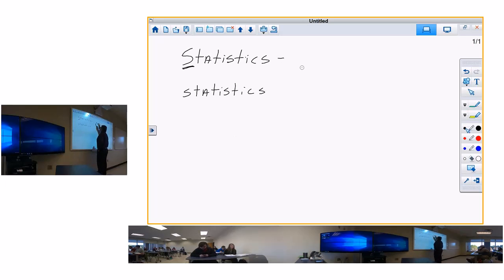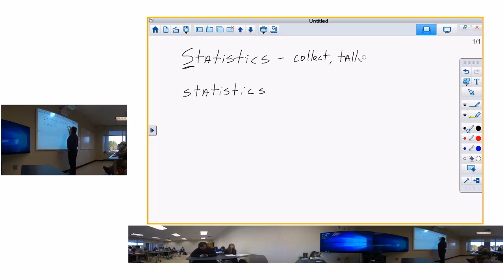Uppercase is collecting, tallying, interpreting. That's one of those words I always have a hard time spelling. I hope interpreting looks right, but anyway. Interpreting and calculating also is in there. Calculating is before interpreting. All right, that's basically data.